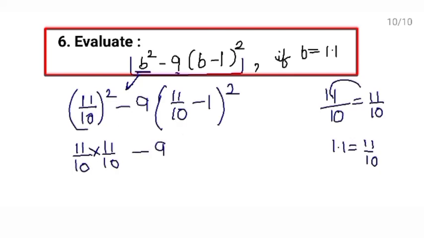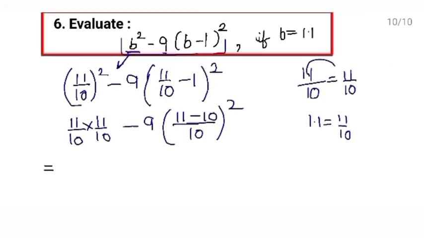Minus 9. Firstly, according to BODMAS, you will solve the bracket. So here the denominator will be 10. 11 minus 10 ones are 10. Power will be 2. Now solve it. 11 11s are 121. 10 10s are 100, minus 9. This is outside the bracket. That means this is in multiplication, right? 11 minus 10 is 1 upon 10 raised to the power 2.